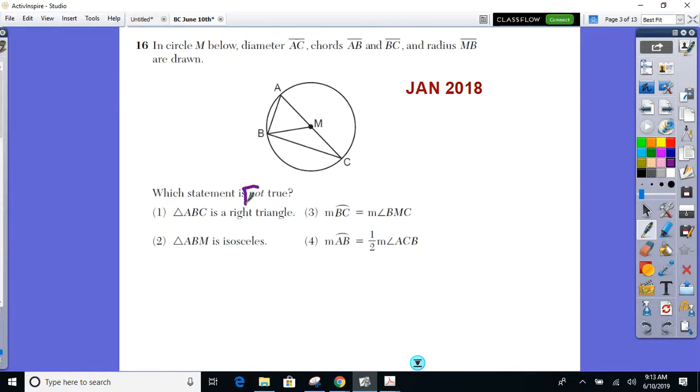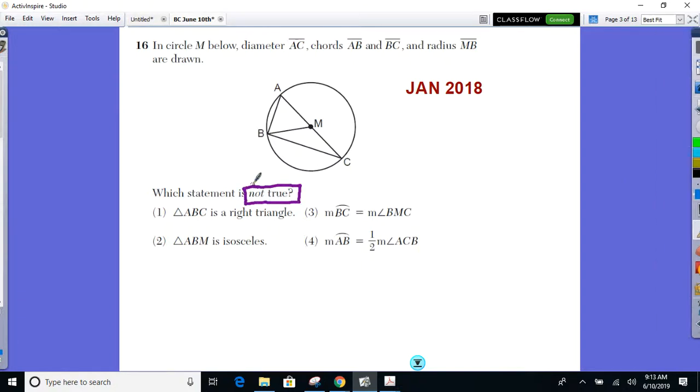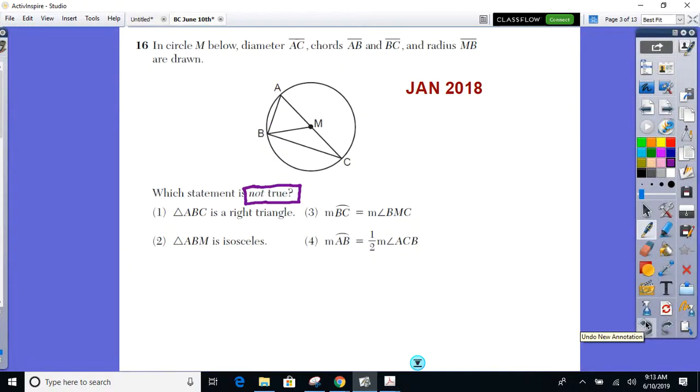Which one is not true? All right, number 1, is ABC a right triangle? And I want to back ourselves up with facts. Is ABC a right triangle? Okay, it is. Where's the right angle? ABC. Now tell me why it's a right angle. It's an inscribed angle drawn to a diameter. Okay, there it is. So that's true. I don't want to circle it. I'm looking for the not true one.